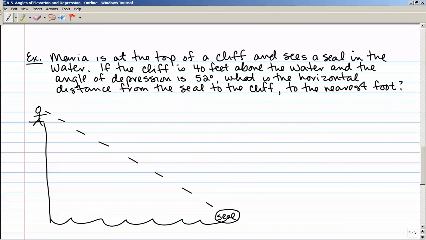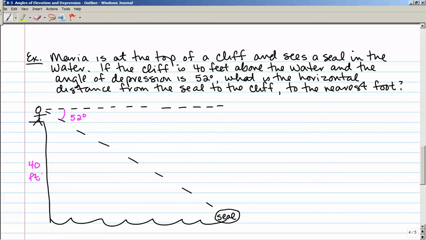Now, a common mistake that people make is they're going to want to call this angle right here the angle of depression. But that is not the angle of depression. Remember, the angle of depression is formed by the horizontal line of sight, which in this case would be something like that, okay, and the line of sight looking down at the seal. So this angle right here is actually my angle of depression, and the problem told me that that was 52 degrees.